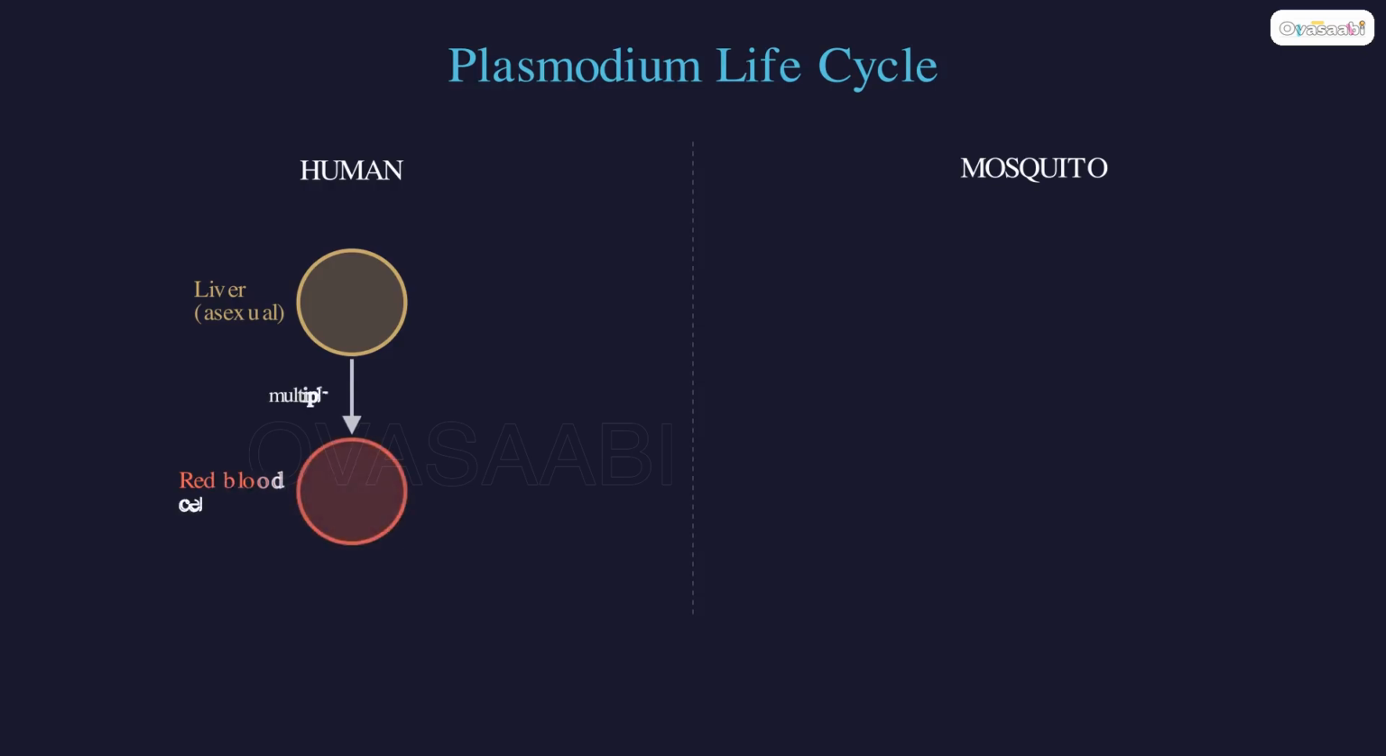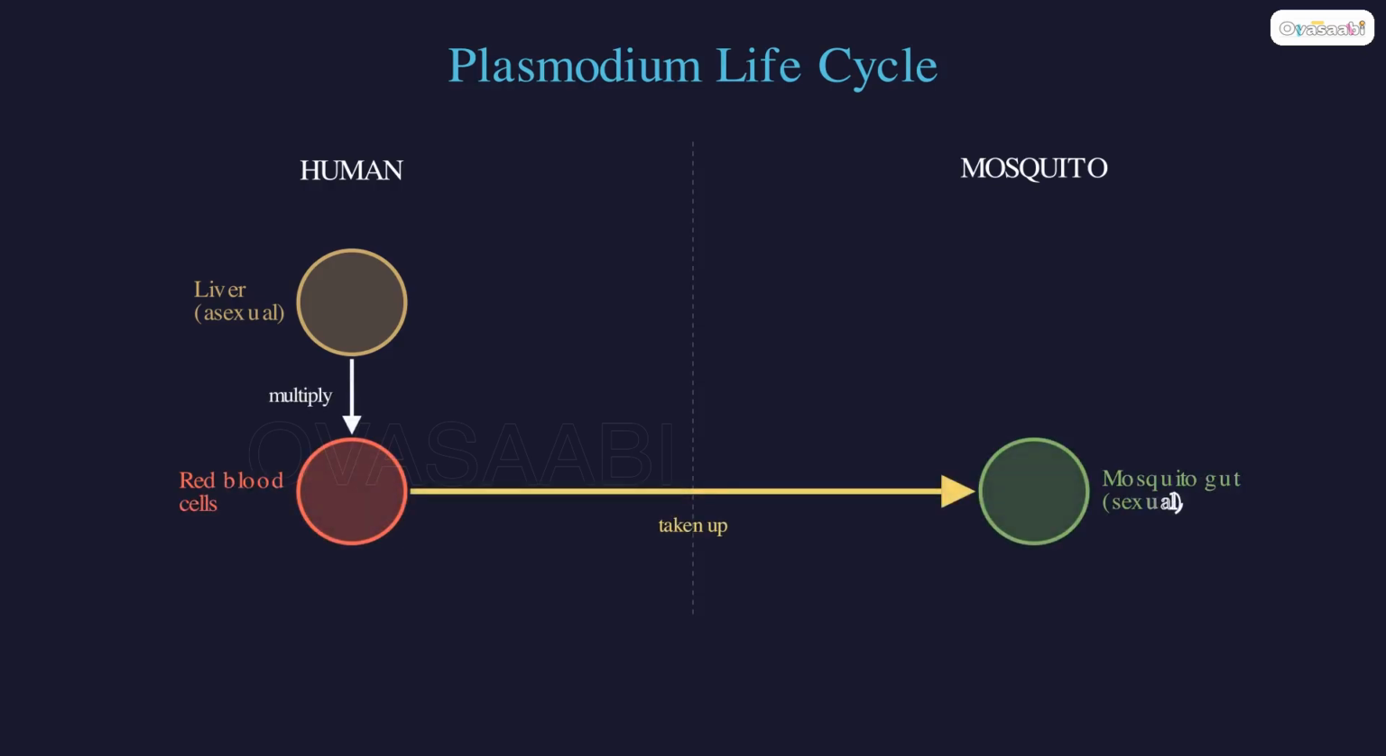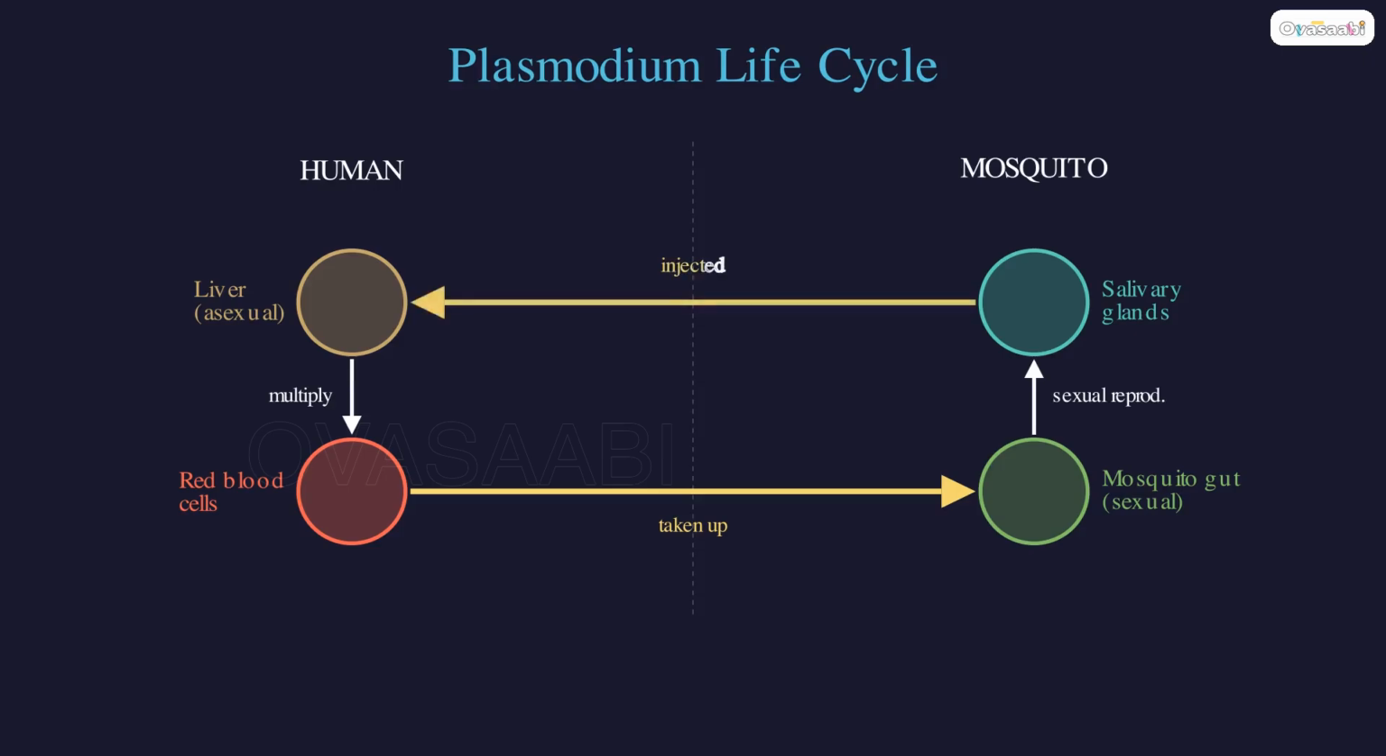Plasmodium has two hosts, humans and mosquitoes. In humans, it reproduces asexually in the liver and blood. In mosquitoes, it reproduces sexually, completing its life cycle.